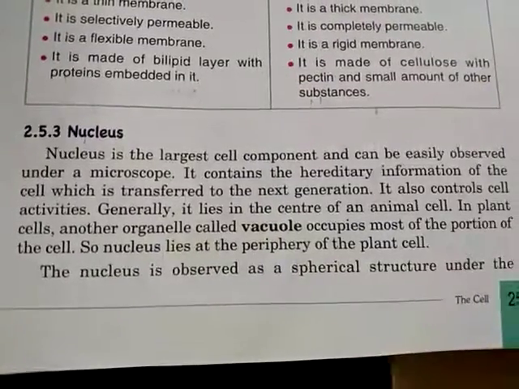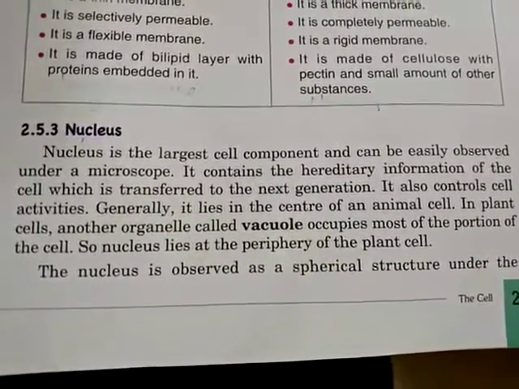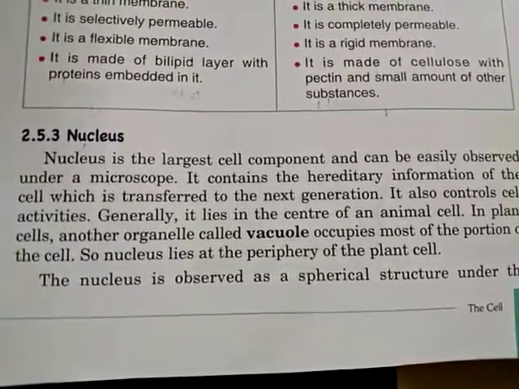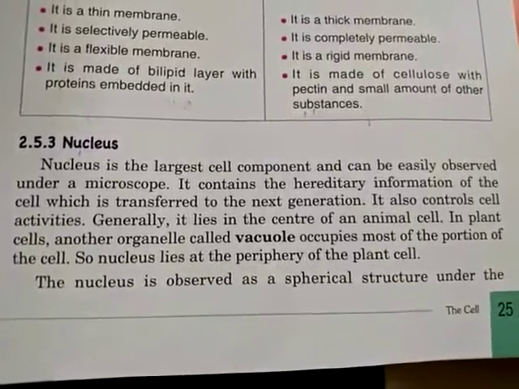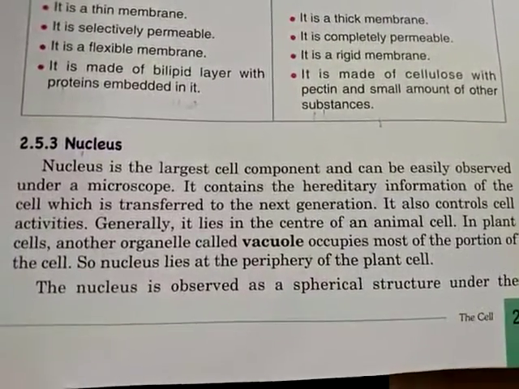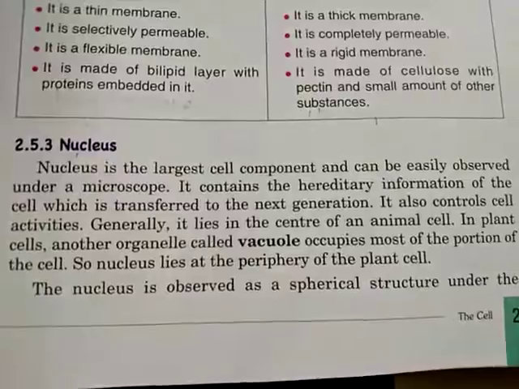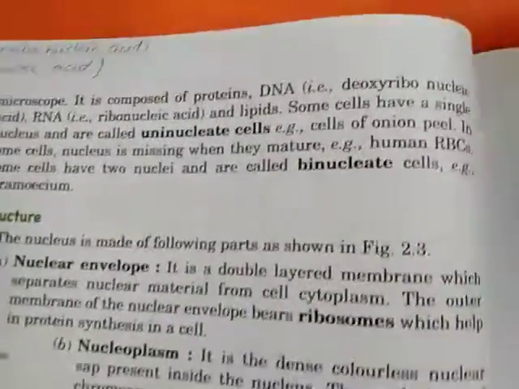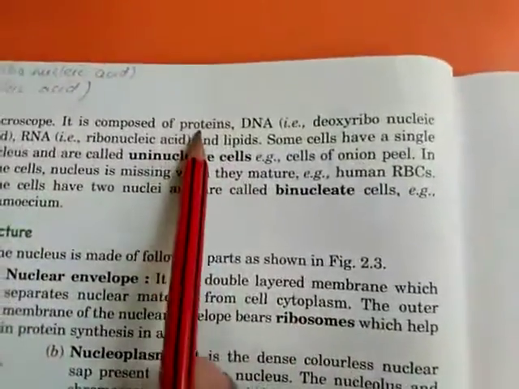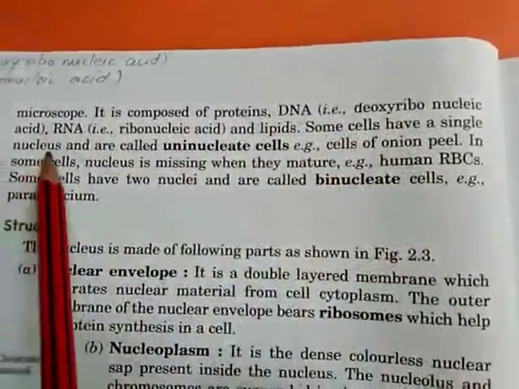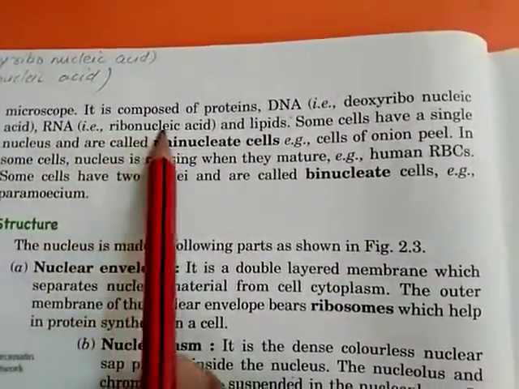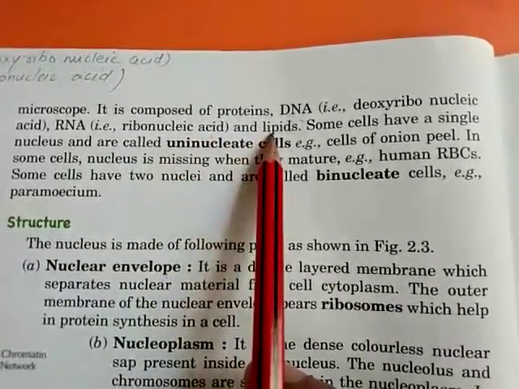In the case of an animal cell, it lies in the center, but in the case of a plant cell, it lies towards the periphery, means towards the wall. So nuclei are basically spherical or round bodies. The nucleus is composed of proteins, DNA, that is deoxyribonucleic acid, RNA, that is ribonucleic acid, and lipids.